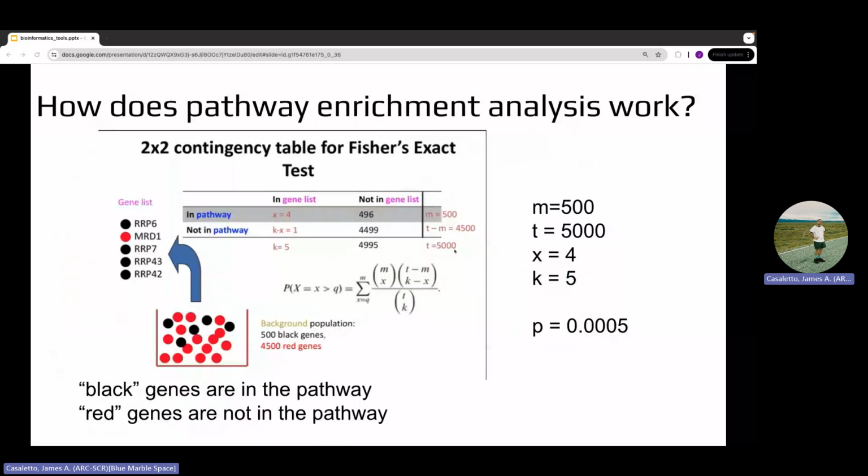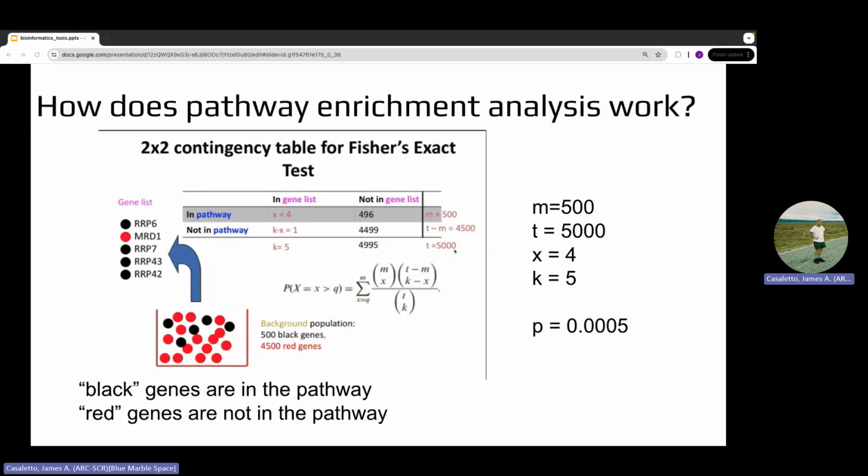Pathway enrichment analysis runs a Fisher's exact test from a 2x2 contingency table to find whether the genes in the gene list are statistically significantly enriched in a pathway or not. In other words, what are the chances of drawing those genes given that they are in those pathways as opposed to drawing them completely by chance?